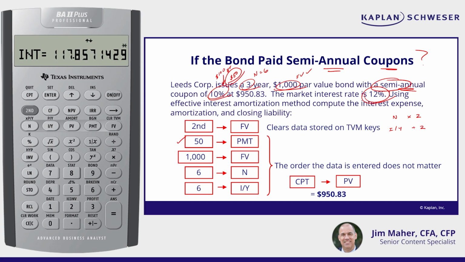And then for our payment, we're going to take our payment, whatever that is on an annual basis, and divide that by 2. So make sure you do that for semi-annual bonds, otherwise you're going to make an egregious error, okay?